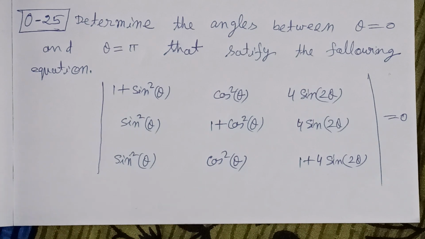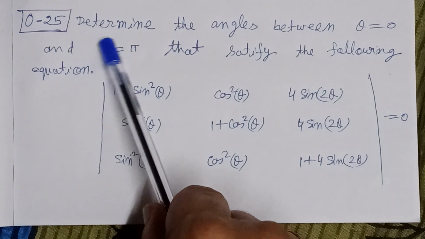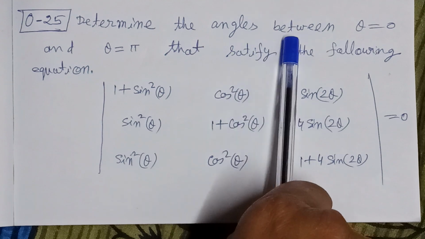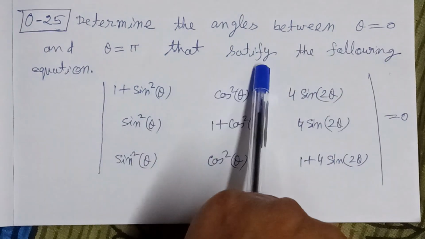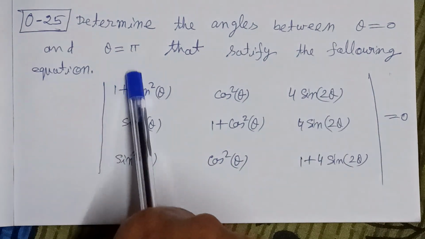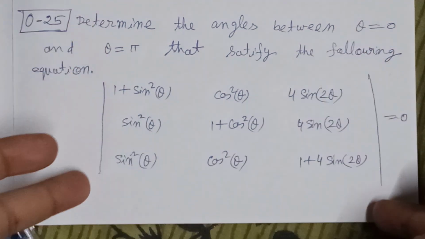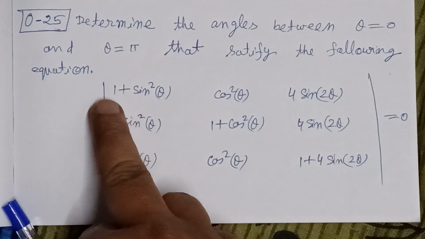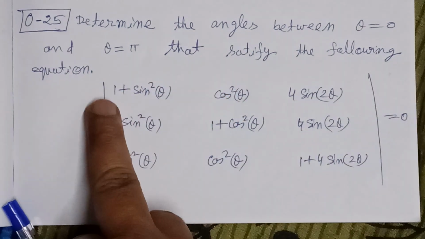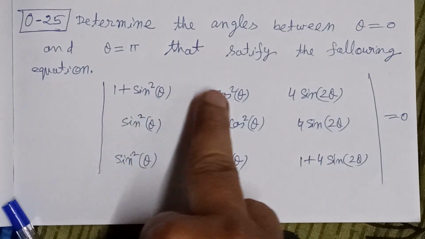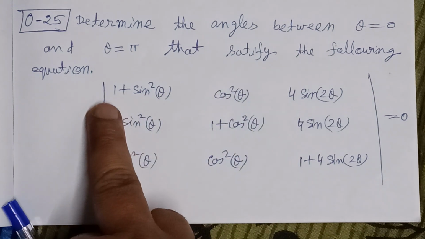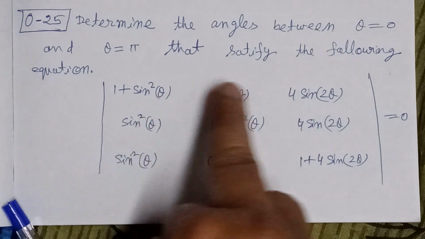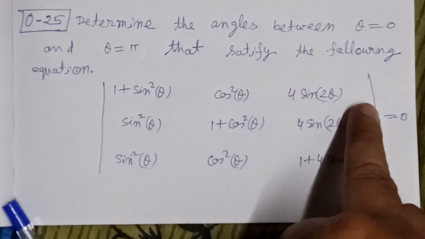This problem is related to determinant. Determine the angles between theta equal to 0 and theta equal to pi that satisfy the following equation. It is a determinant. In the first row, the first element is 1 plus sine square theta, the second element is cos square theta, and the third element is 4 sine 2 theta.